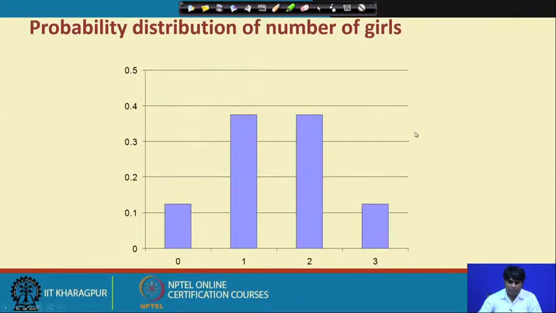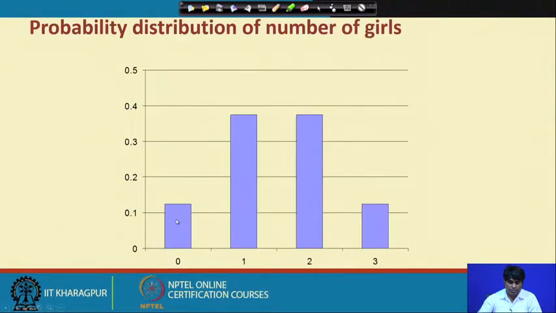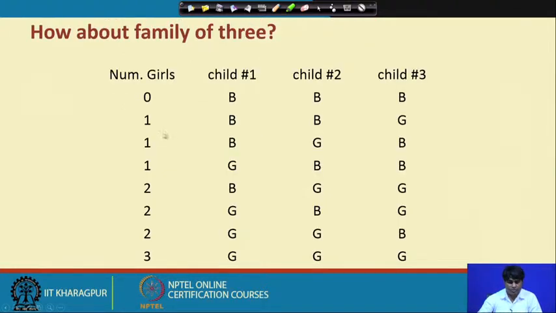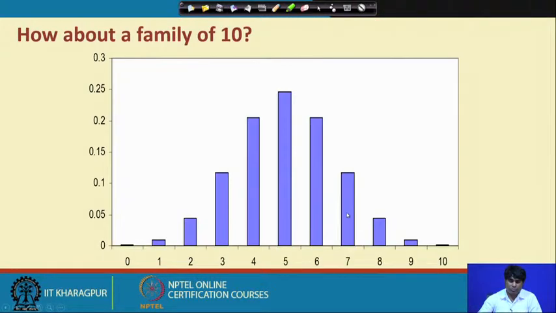Again, if you plot this, this is 0, and this is the probability. In the middle, the 1 girl case and the 2 girl case are more or less the same, with 3 situations each. So in the middle both are the same, and the left-skewed and right-skewed ends have the same probability too. And if you add all these probabilities, it becomes 1.